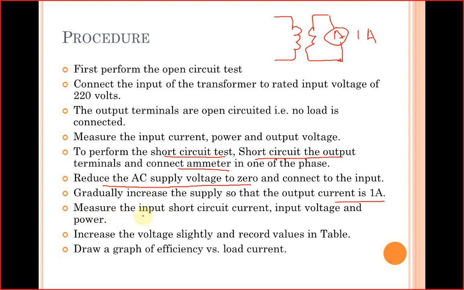And then we will measure the input short circuit current, input voltage, and power. Then we will increase these values, and also we will draw a graph for efficiency and load current.